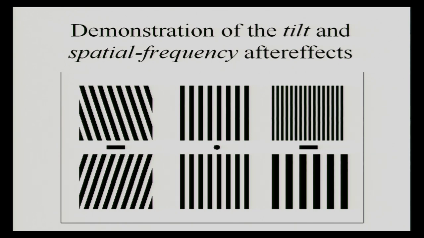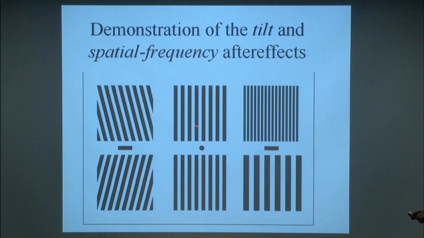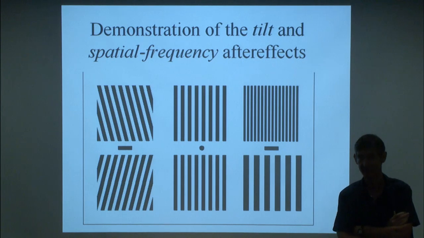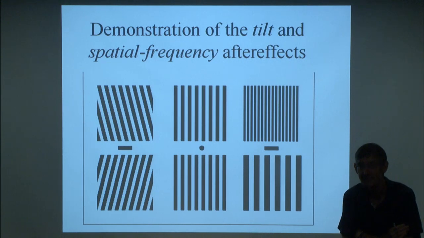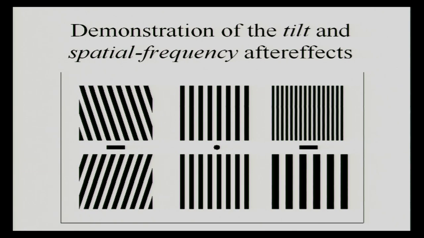And then after that time, come and fixate on this point and see what that set of vertical lines and that set of vertical lines look like. How do they look to you? And then just write it down. And what do you think might happen, for anyone who's in Psych 101 minus 1? Anyone want to guess? Yeah. They will appear tilted. Which way might they appear tilted?